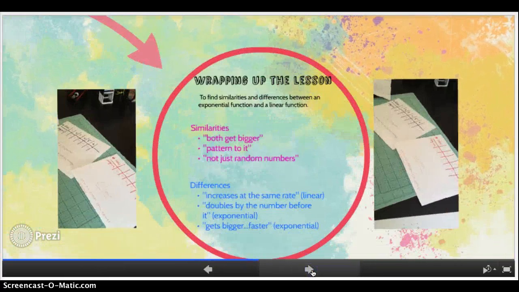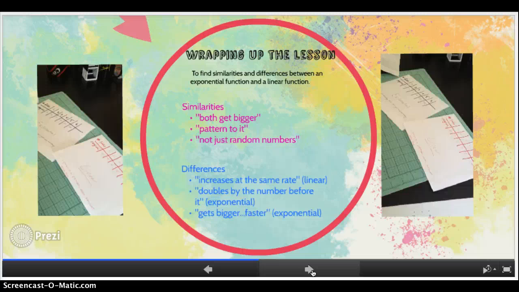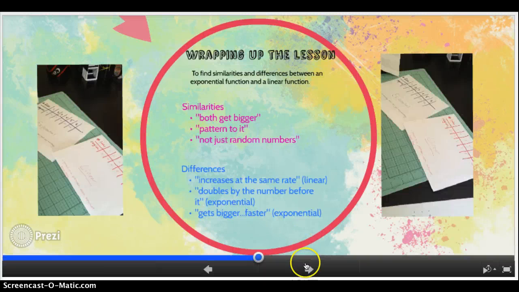Without letting her know what these things are, I asked her what she noticed about the similarities of each of them. She said the similarities are that both of them are getting bigger, there's a pattern, and they're not just random numbers. She also mentioned some differences. The linear function increases at the same rate, and the exponential function doubles the number before it, and it gets bigger faster. So she sees the similarities and differences, and I didn't do a lecture or anything like that. I just had some activities to explore these two things.